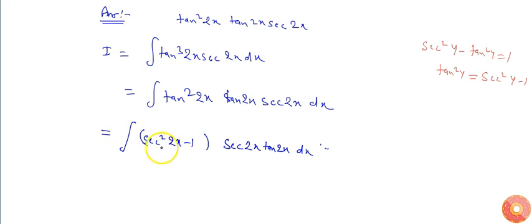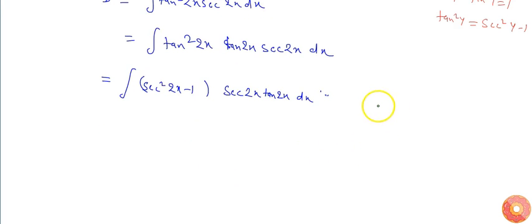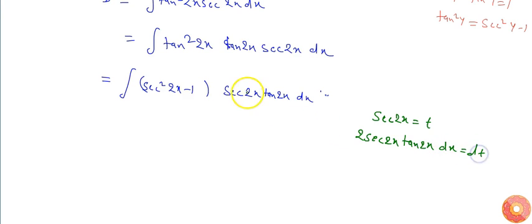Now from here I can see that the derivative of sec 2x is given in the expression, which is sec 2x tan 2x. So I can use the substitution method here. If I substitute sec 2x equals t, then its derivative, which is 2 sec 2x tan 2x dx, equals dt. And in the question we are given sec 2x tan 2x dx, so we need to find the value of sec 2x tan 2x dx. So it will be dt by 2.